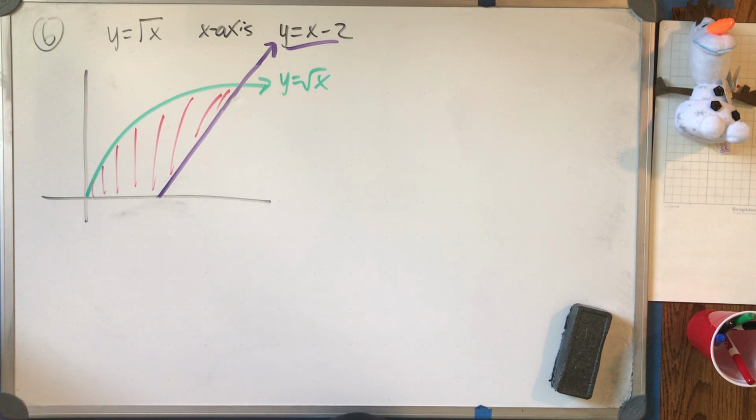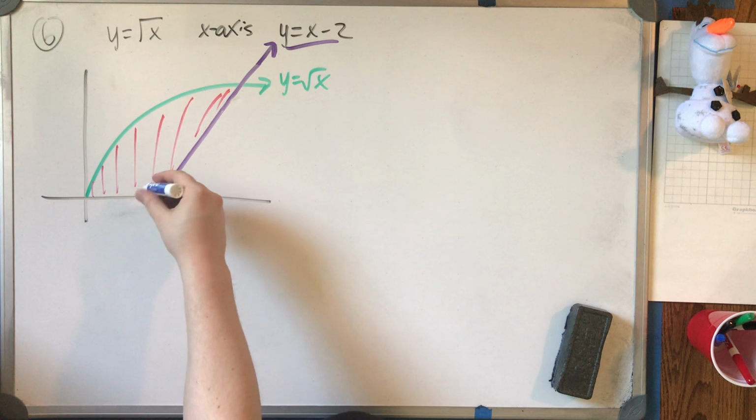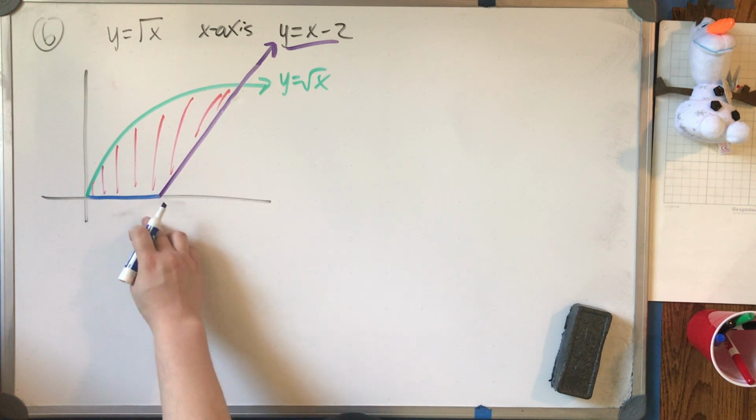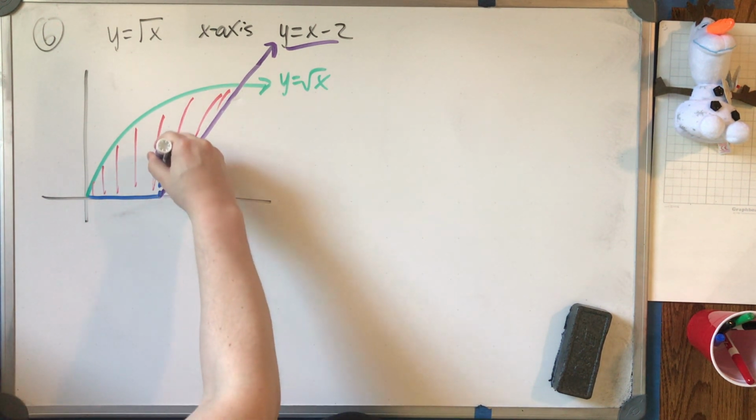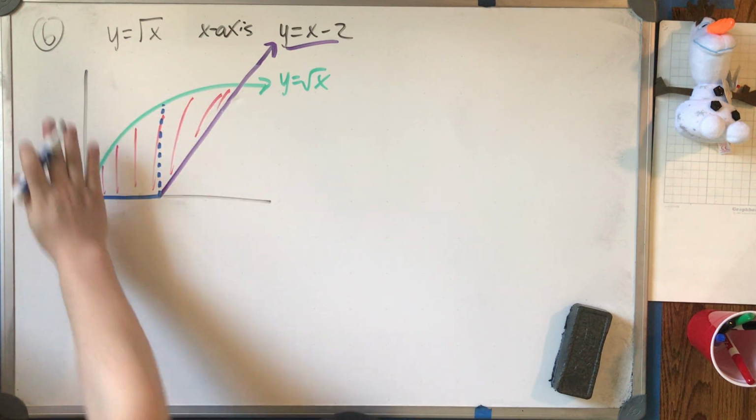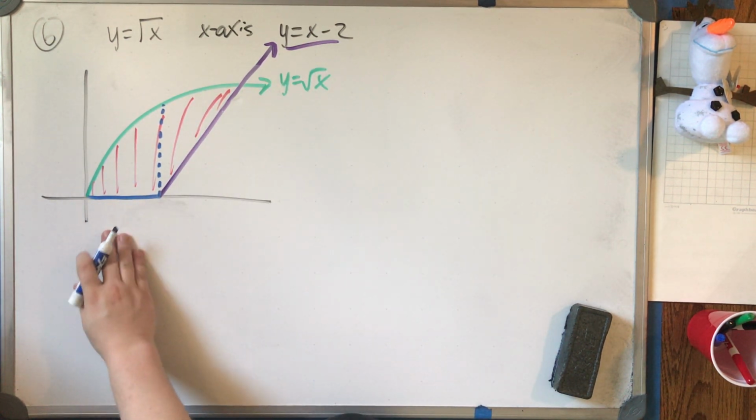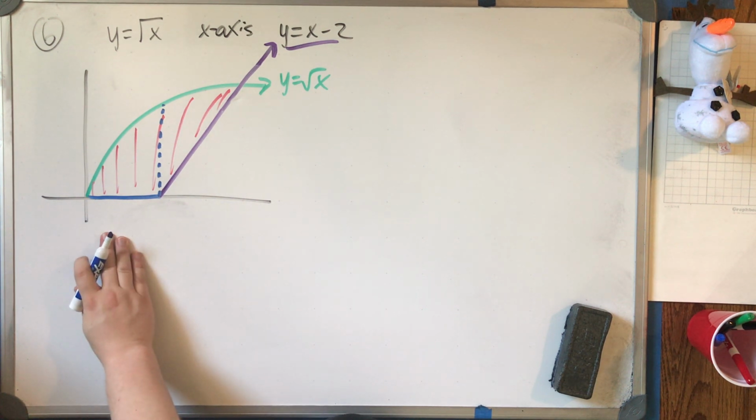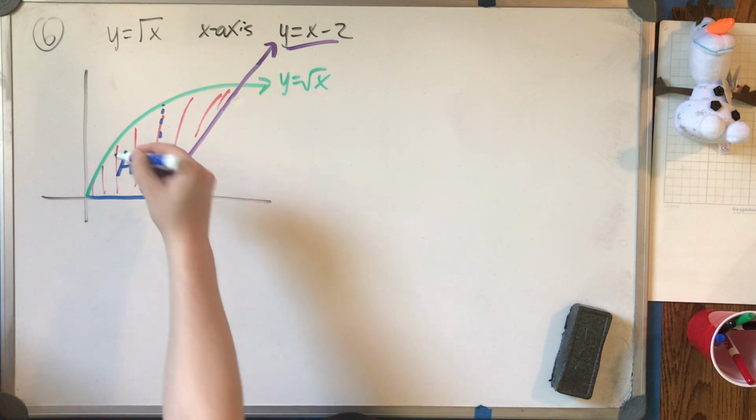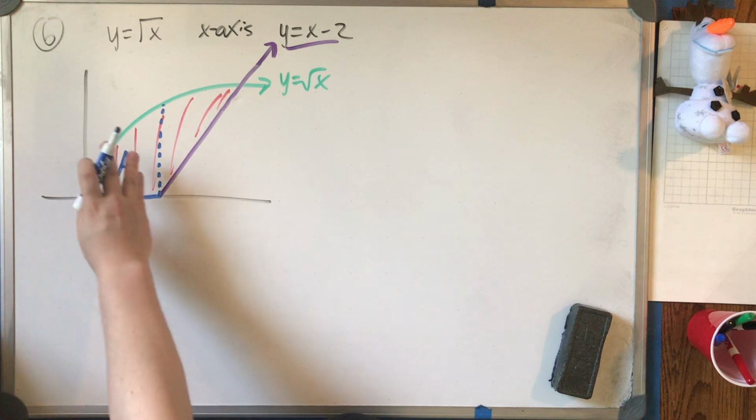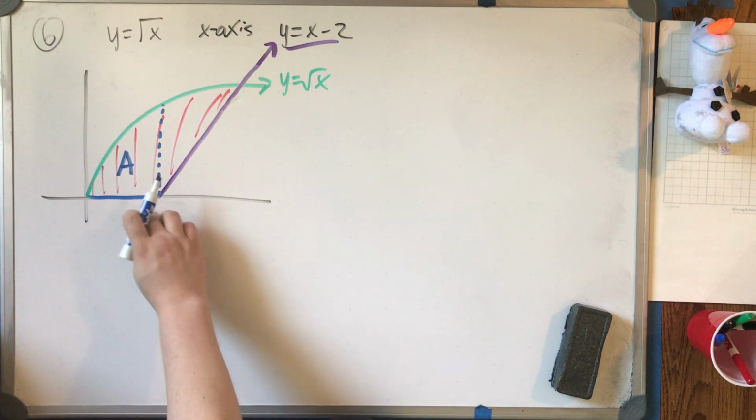And we have some issues going on here, because when we go to do top minus bottom like we've been doing, well, this thing needs to stop right here. So for this part of the area, the x minus 2 is not the lower function. So we can't be subtracting that part from it. So we're going to break this up into this area, which is just the normal stuff that we're used to, which is when we're bound by the x-axis.